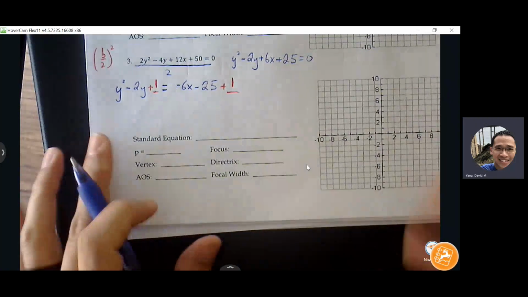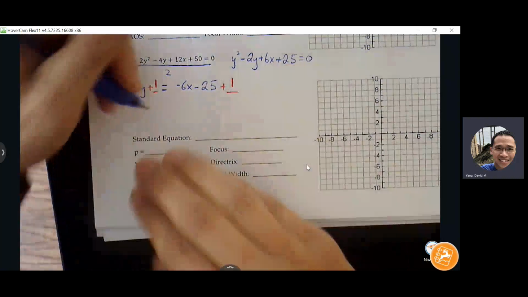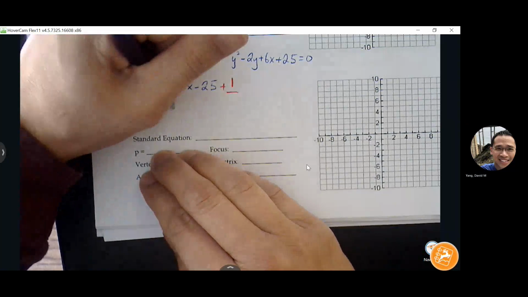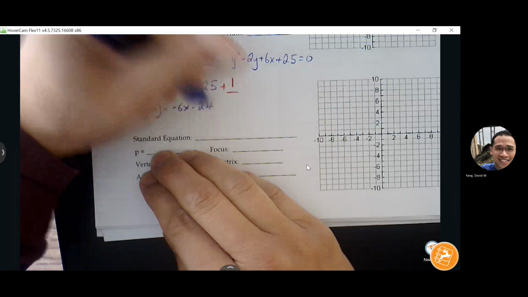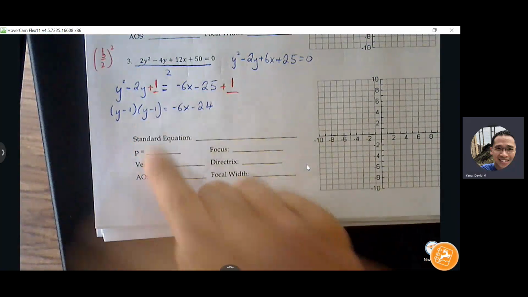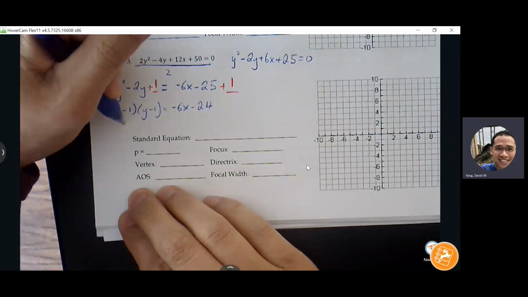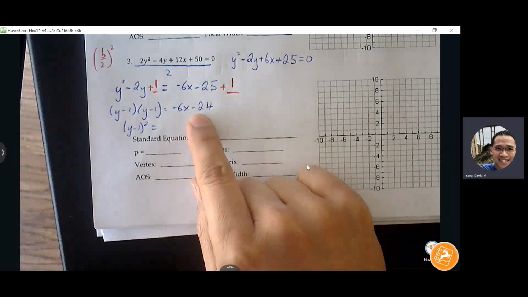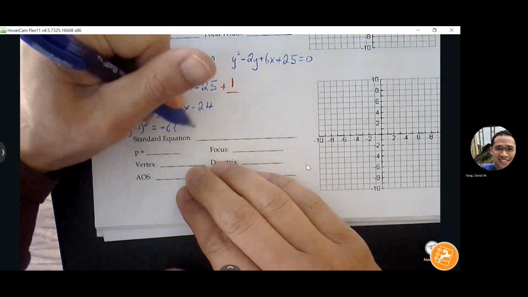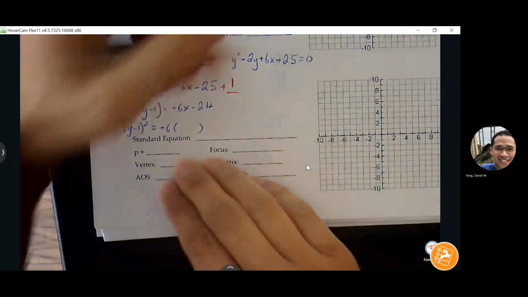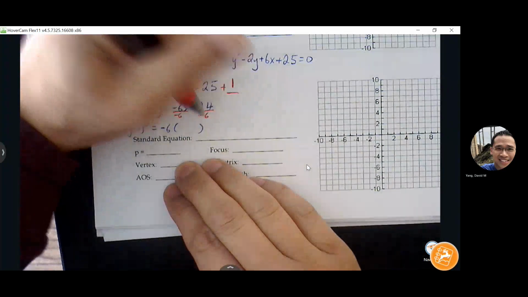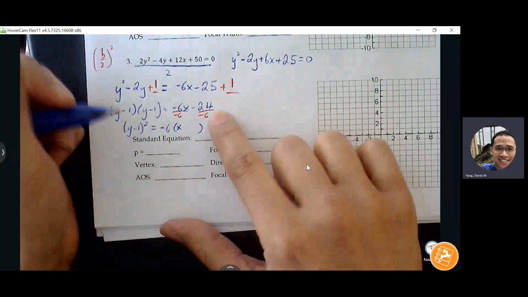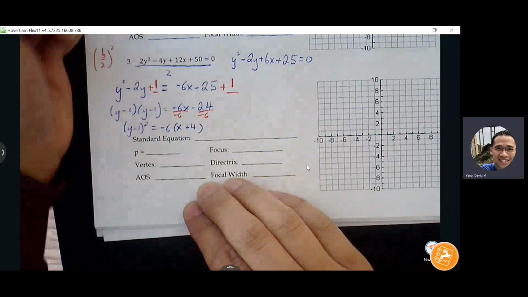We go through our factoring step on the left side. Multiplies to be 1, adds to be -2. -1 and -1. I can factor, or I can not factor. I've already factored. I can merge them together. I can take out a GCF. Okay. -6 divided by -6 is just x. -24 divided by -6 is a +4.